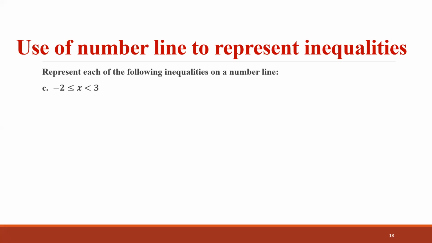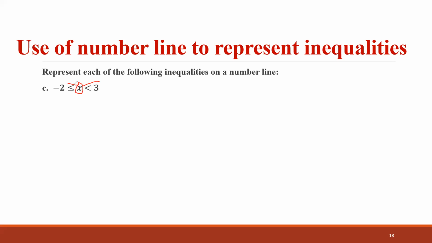-2 is less than or equal to x. Then x is less than 3. So this statement means I'm going to consider this x, because the arrows are going to be determined by the solutions of this x. So I'm going to consider x in this direction and also x in this direction.